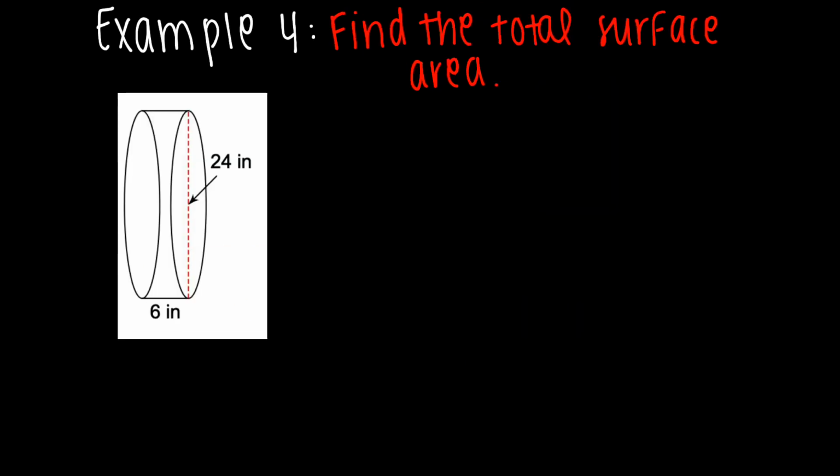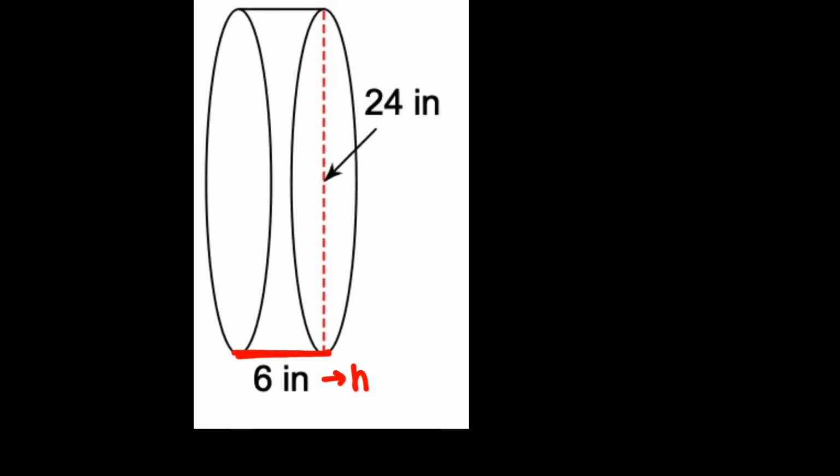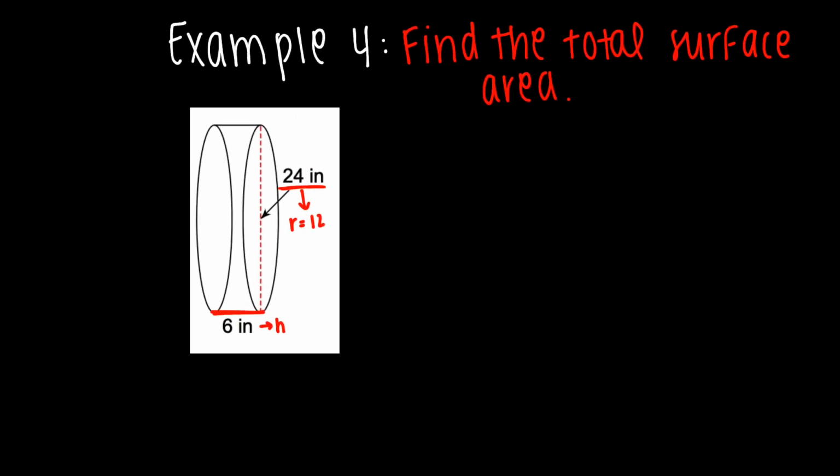Alright, example 4. This is just another way a cylinder could look. I'm going to go through and I'm going to find everything for it. I know my bases are connected by this height. So 6 inches ends up being my height. My diameter is 24 inches. So remember, to find that radius, you have to divide it by 2. So I know my radius is 12.